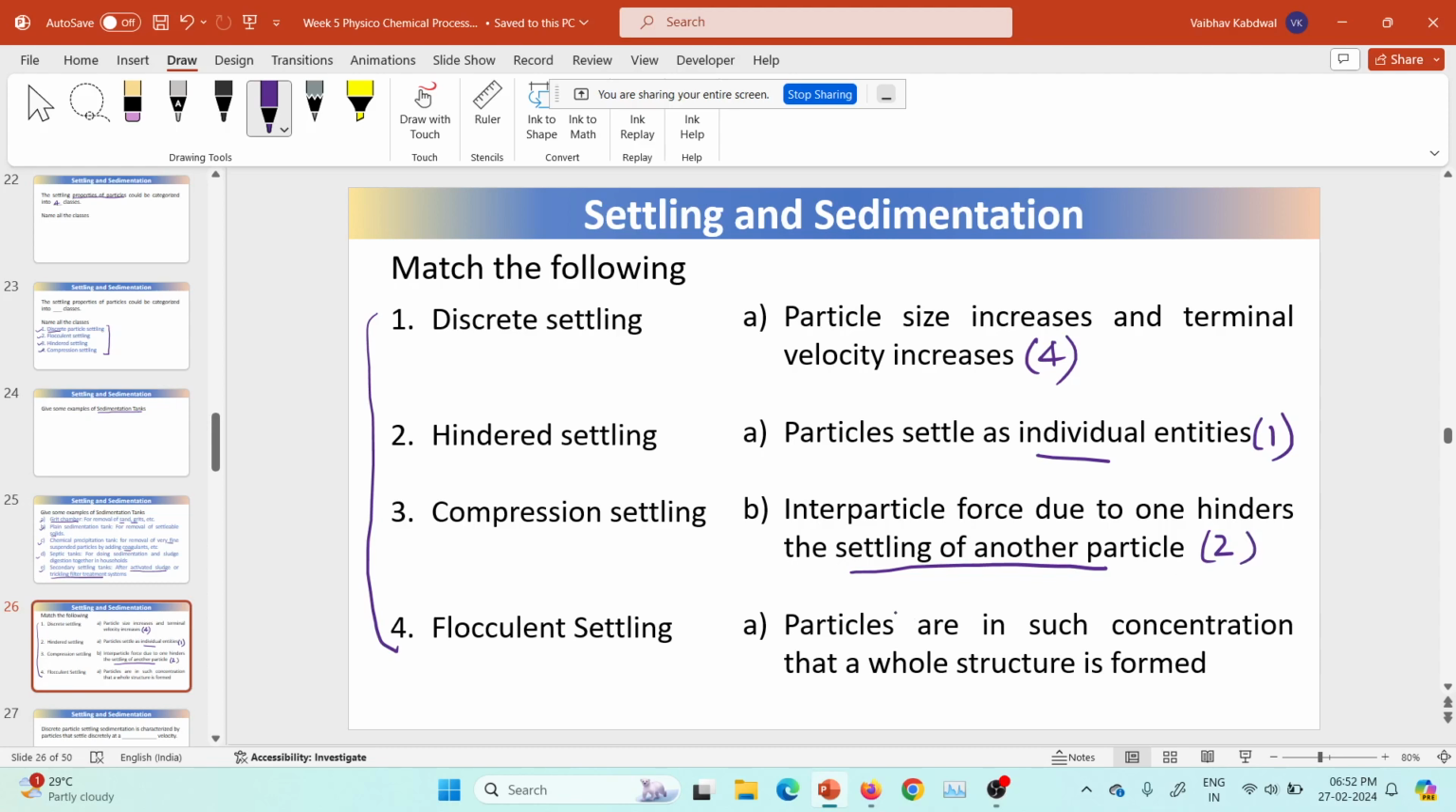Particles are in such concentration that a whole structure is formed. So this happens in compression settling. As I told previously, particles are in such close contact with each other that when they settle, the water comes out of the interstices or voids.